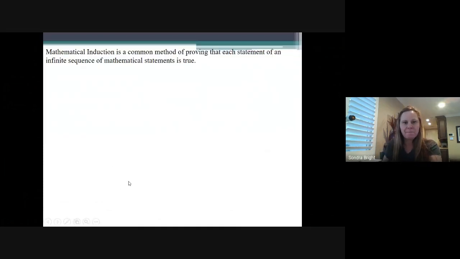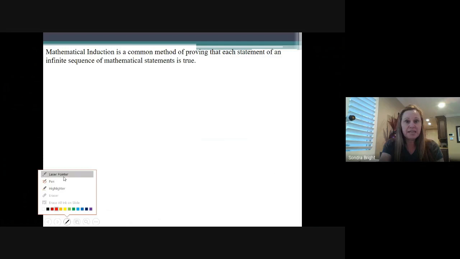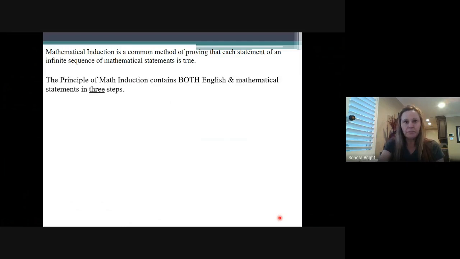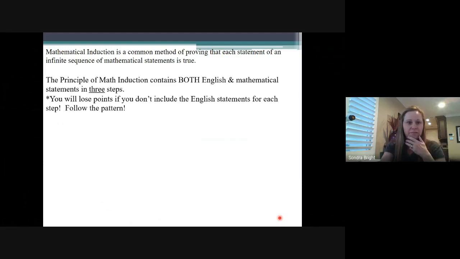Okay, so mathematical induction is a common method of proving that each statement of an infinite sequence of mathematical statements is true. The principle of math induction contains both English and math steps, and there are 3 steps. You have to include both the English and the math in order for it to count. You will lose points if you don't include the English statements for each of the steps, but it just follows the same pattern every time.